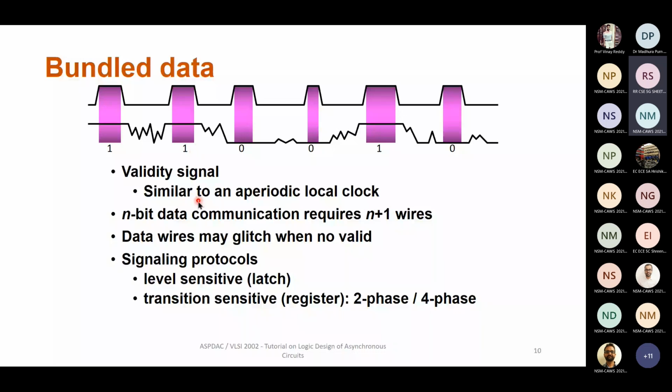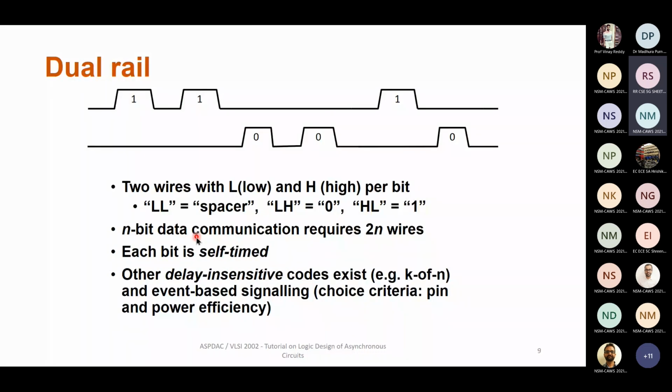This bundling is not there in a self-timed system, because there every wire is treated independently. So there, for example, if it's a 32-bit bus, then each bit is like 2 wires. So I would have a bus of 64 wires, whereas it's carrying only 32 bits. That's what this means.